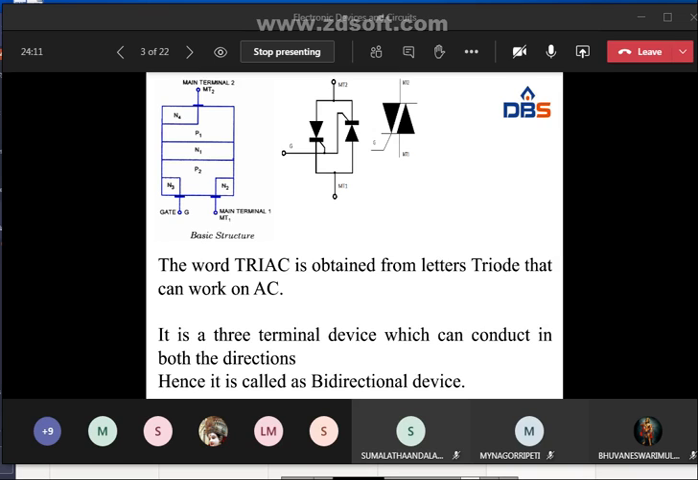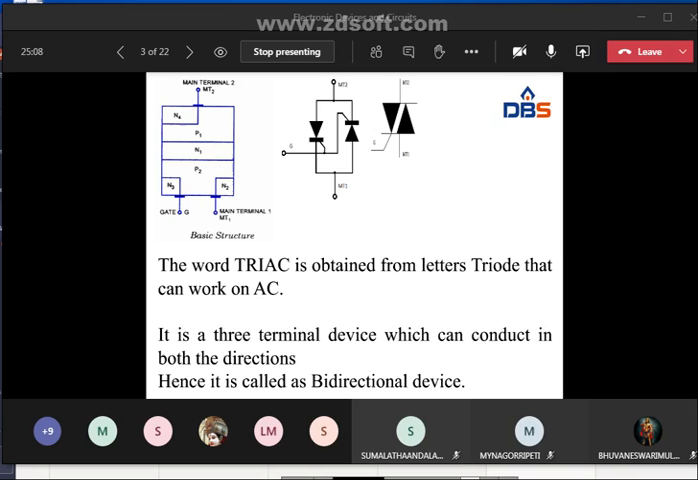So if we see the advantages, it can be triggered with positive or negative polarities of the gate pulses. So it requires only a single heat sink. The SCR requires two heat sinks. The triac requires only a single heat sink, and it requires a single fuse for the protection. So these are the advantages of the triac.